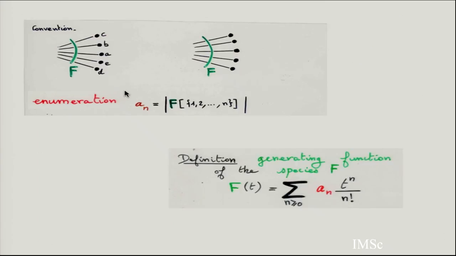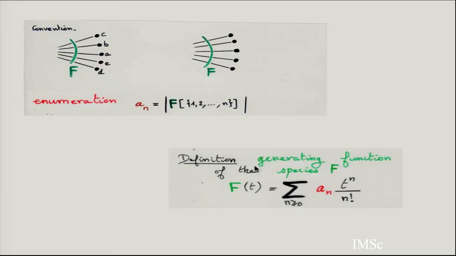So the definition is this. If you have an F structure on a set U, usually you would put an arrow F, which means I am putting a structure F on this set. The number of such structures on the set U does not depend on the set itself. It just depends on the number of elements. So you can put your structure F on the set 1 to n, and a_n is the number of such structures of the species F on any set having n elements.